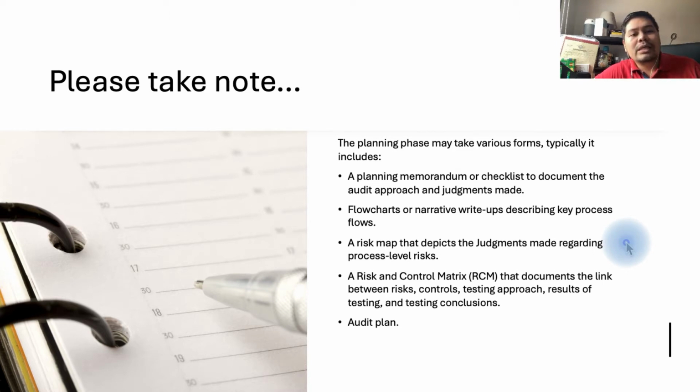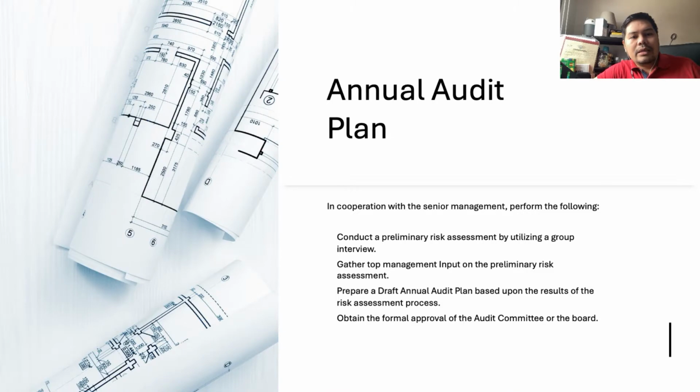Okay? And also included here is the audit plan. Okay. And in relation to the audit plan, we now go to the annual audit plan. In cooperation with the senior management, the auditor may perform the following.